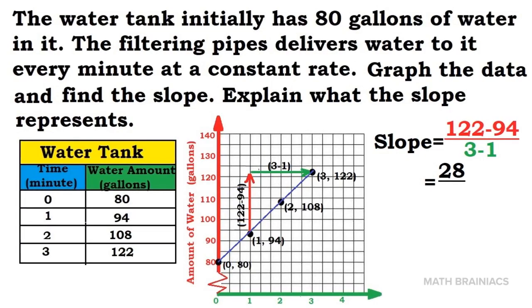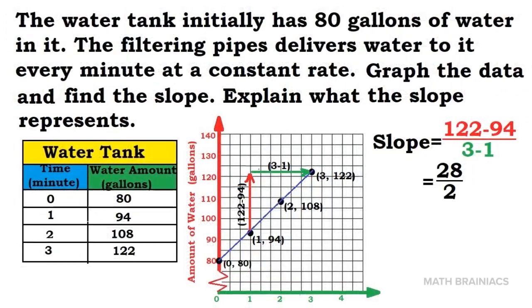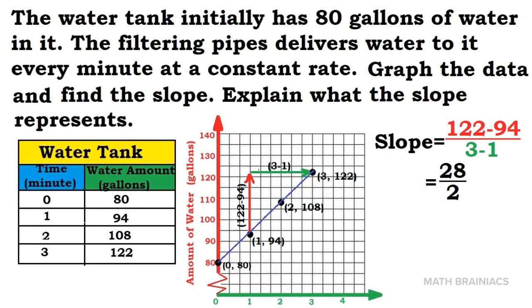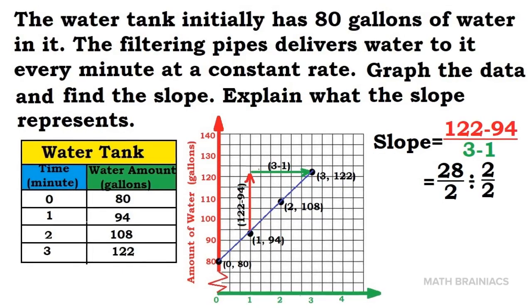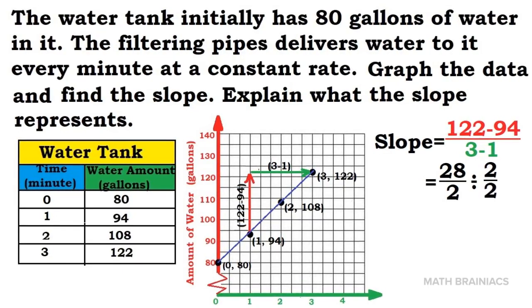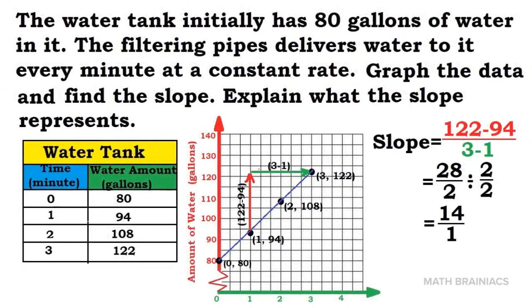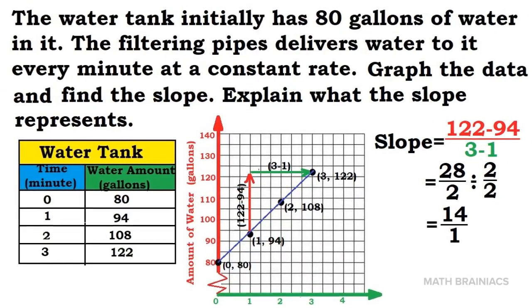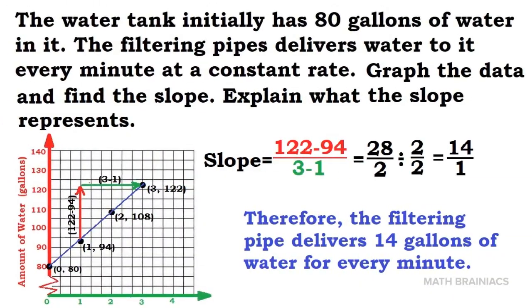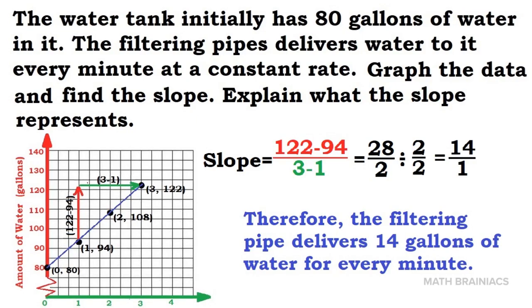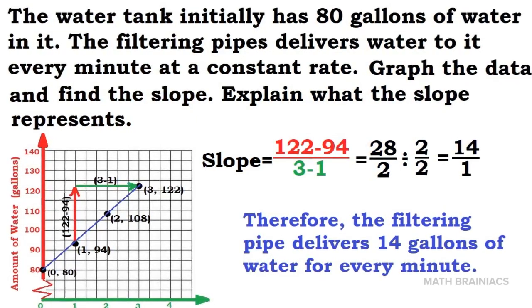Finding the difference of 122 minus 94, it will give us 28. And 3 minus 1 is 2. The common factor of 28 and 2 is 2. So, we are going to divide both the numerator and denominator by 2. And it will give us 14 over 1. Hence, the slope is 14 over 1. Therefore, the filtering pipe delivers 14 gallons of water for every minute.